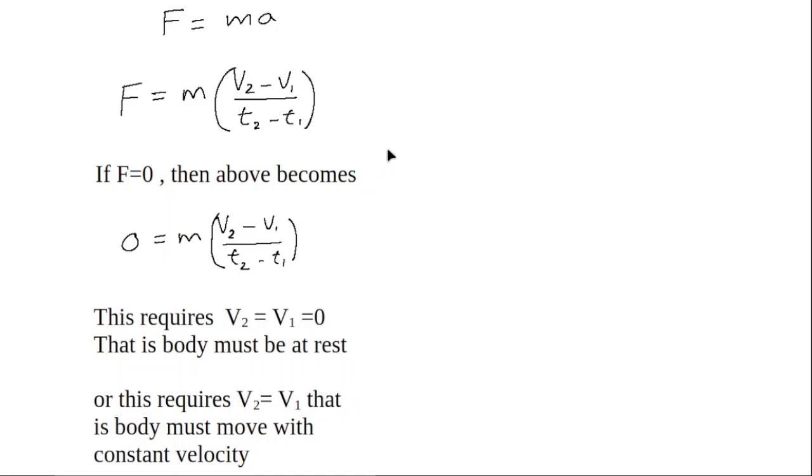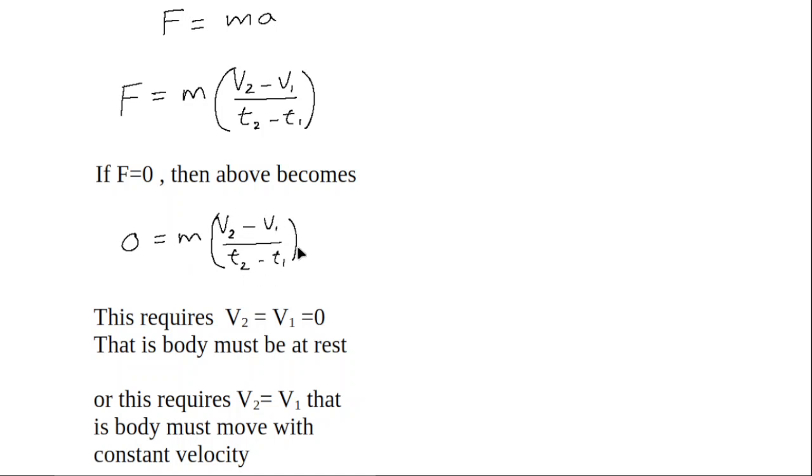Now let us see how science comes to the conclusion that when the force is zero, the object will be at rest or will be in uniform motion. For this, consider the formula F = ma. It can also be written as F = m (v2 - v1)/(t2 - t1), because acceleration is equal to the rate of change of velocity. Suppose F = 0, total force on the object is 0, then the left hand side becomes 0, and the right hand side is m (v2 - v1)/(t2 - t1).